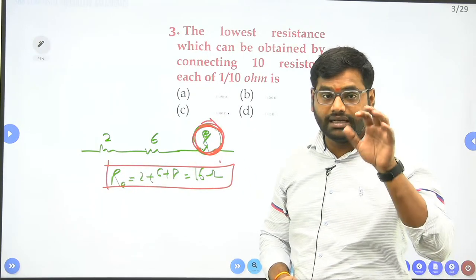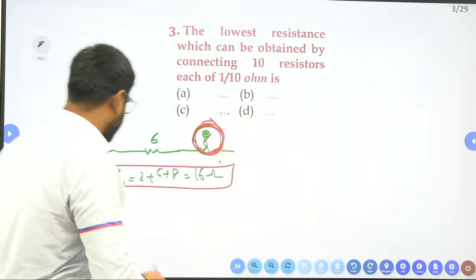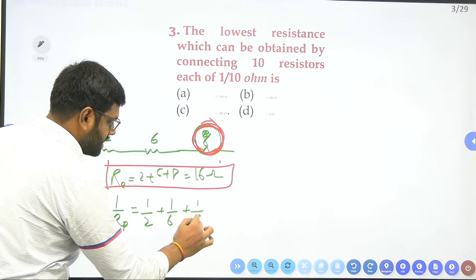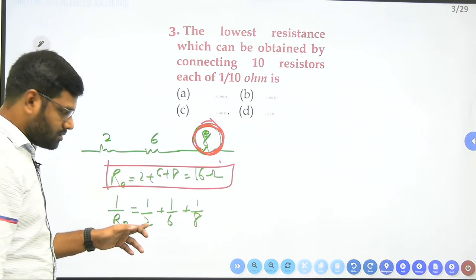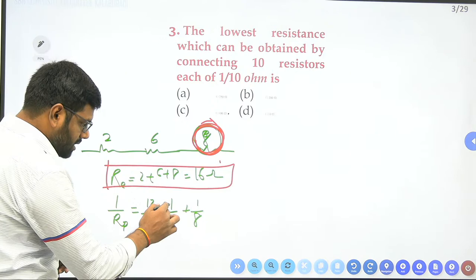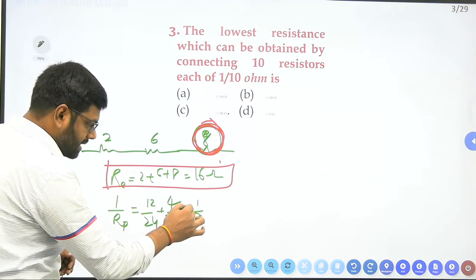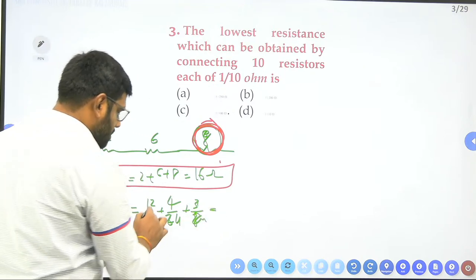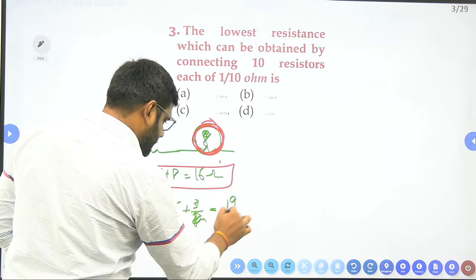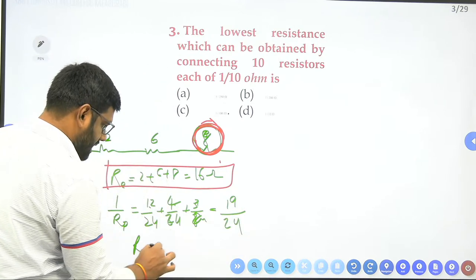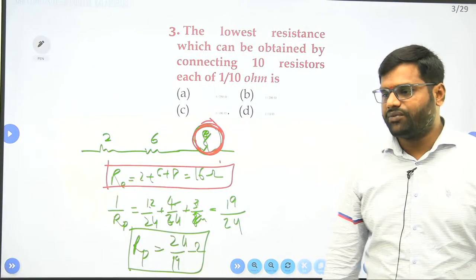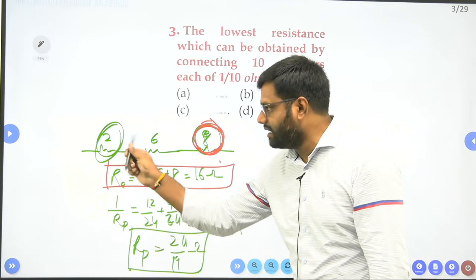Okay. So we'll get the least if I take these three in parallel. The effective 1 by RP is equal to 1 by 2 plus 1 by 6 plus 1 by 8. Are you getting it? See here, if I take the LCM, it will be 24. So it is 12 plus 4 plus 3, which is 19, so 19 divided by 24. Then RP is equal to 24 divided by 19. Of course, it will be less than the least resistance connected in parallel.